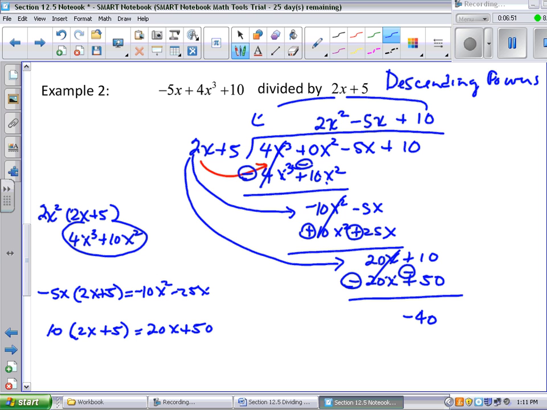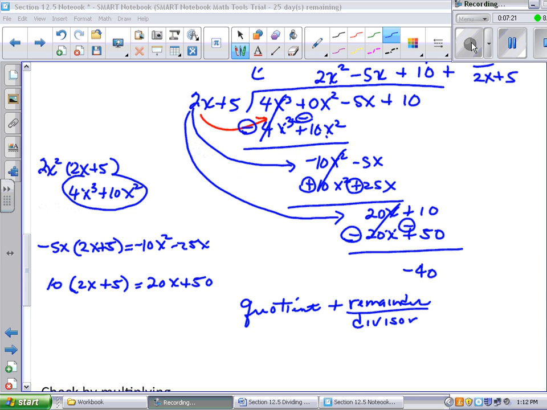So I'm going to write the remainder up here, plus negative 40 over 2x plus 5. That's how we handle it. We write the quotient plus the remainder over the divisor.